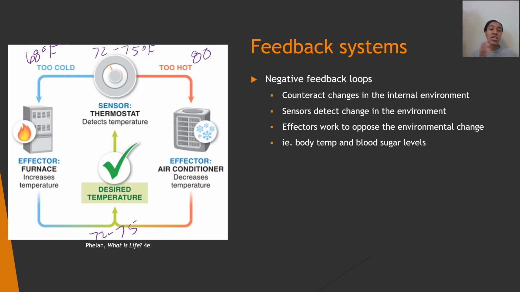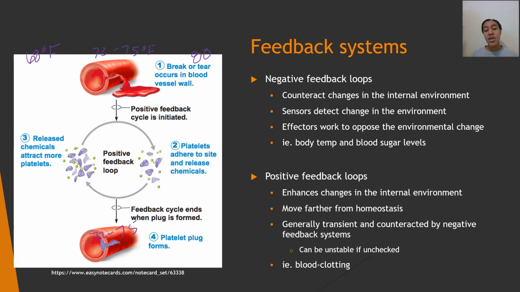So these are those negative feedback loops, acting to counteract a change in the environment to return back to that optimum range. On the opposite end, we have the positive feedback loops. When you have a positive feedback loop, the effector is working to exacerbate the change in the environment. So instead of going back to the optimum range, we're moving further and further away from the optimum.